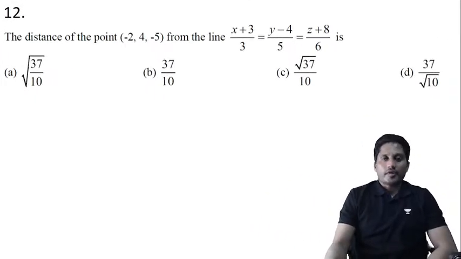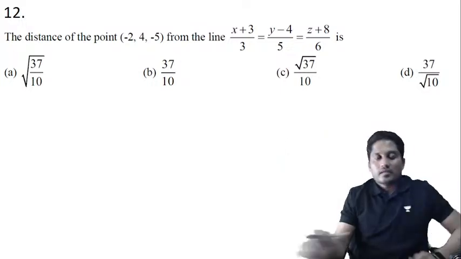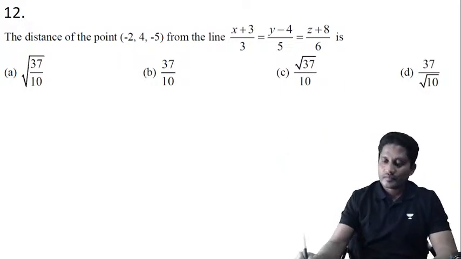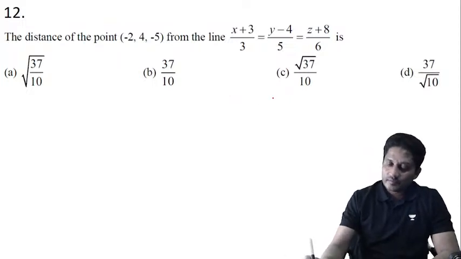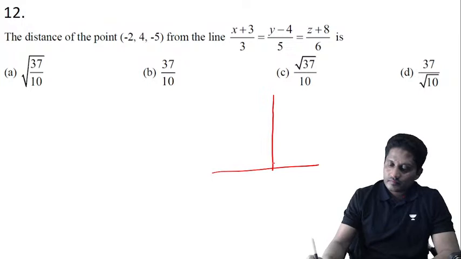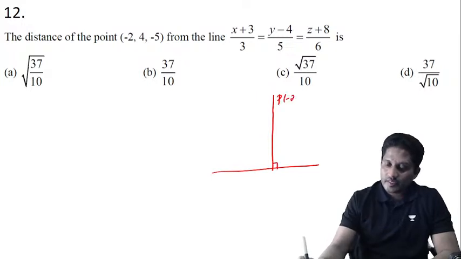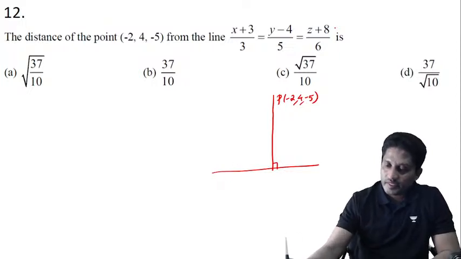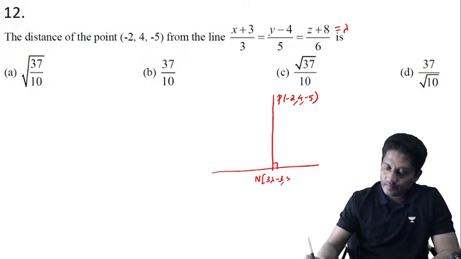Question number 12. The distance of the point from the line. Right, question number 12. Here no shortcut can be applied, guys. Distance of the point minus 2 comma 4 comma minus 5 from the line. Let me take this as lambda. General point on this line is, if I cross multiply, you will get 3 lambda minus 3, 5 lambda plus 4 and 6 lambda minus 8.